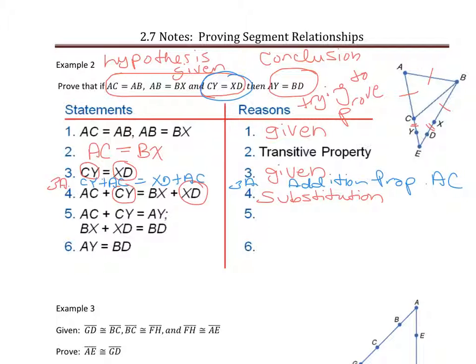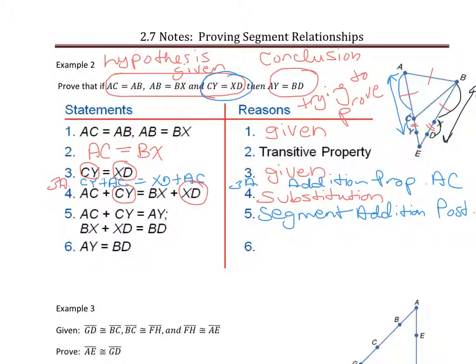Now, let's look at number 5. AC plus CY equals AY. Let's go over to our diagram. AC plus CY equals the length of the whole. What do we call that? Segment addition postulate. And look at the next row. BX plus XD equals BD, the length of the whole. Again, segment addition postulate. So that's why those two are together in number 5.